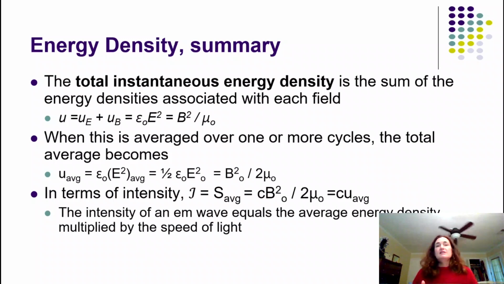The intensity is equal to the average value of the Poynting vector. Remember that in intensity we want an average value of power over area, not at some instant in time. So that's why we have to take the average value of S, and then S average is going to equal c times U average.